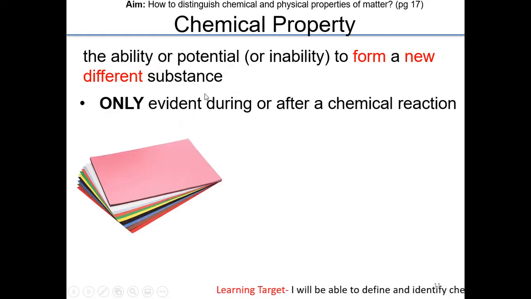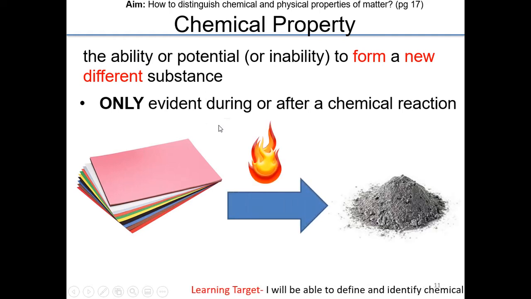We all know paper is flammable, right? But you will never know that unless you've seen paper burn before. So this property can only be witnessed during a chemical reaction. You can only witness paper flammability, or you can only know paper is flammable if you've seen it.